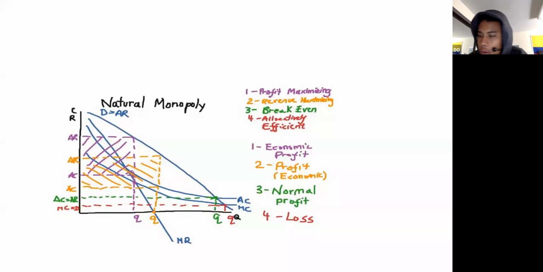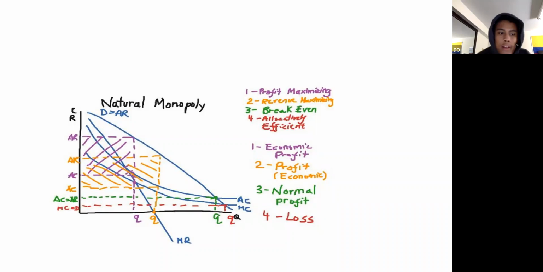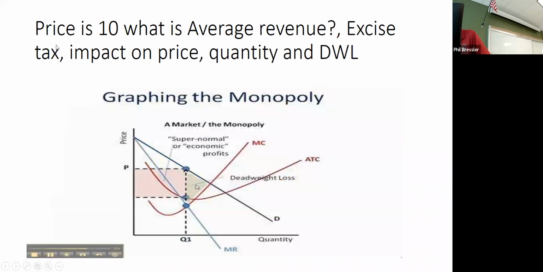So what do we need to know? We need to know profit maximizer, allocatively efficient. AC crosses demand, fair return. MC crosses, socially optimal. All right, thank you. Okay, I'd also know that fair return is zero economic profit and socially optimal, you're losing money. Okay? Anyone else? Okay.